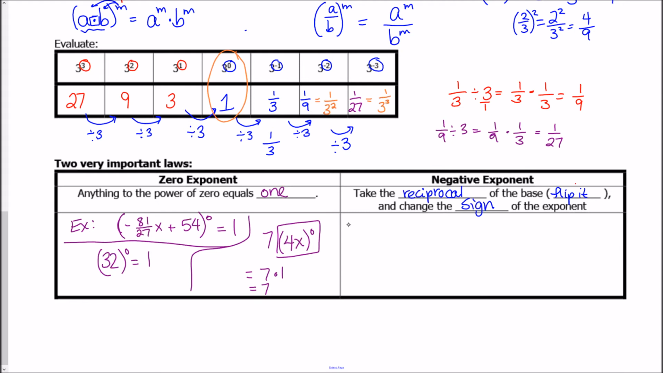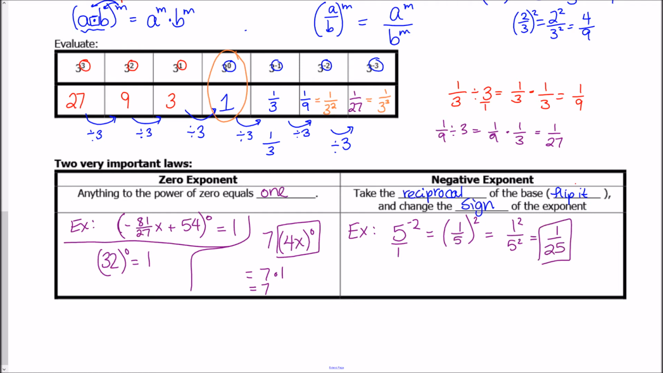So example right here, if I had 5 to the power of negative 2, what this means is I have to take this 5, do the reciprocal of it, so I get 1/5 raised to the power of 2. So that means that I get 1 squared over 5 squared, or just 1 over 25.